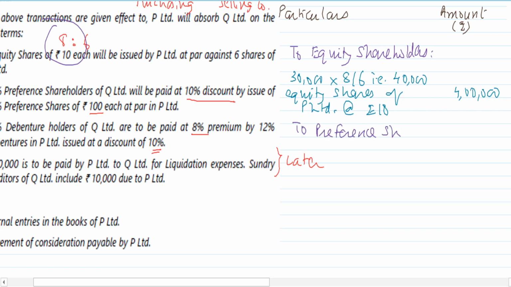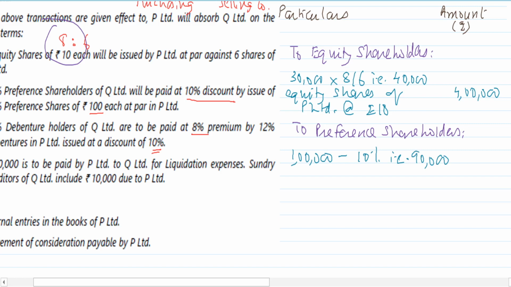To preference shareholders, in preference shares, they are saying 10% discount. So 1 lakh is there in the balance sheet. I deduct 10% from it. That means we will pay 90,000.